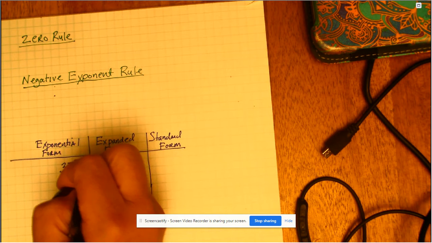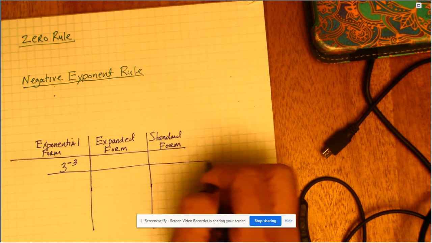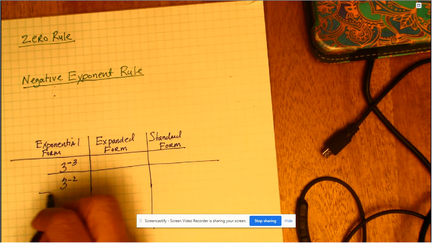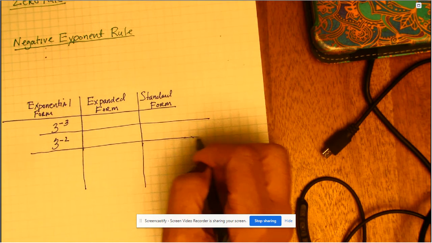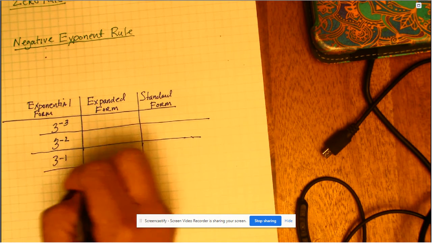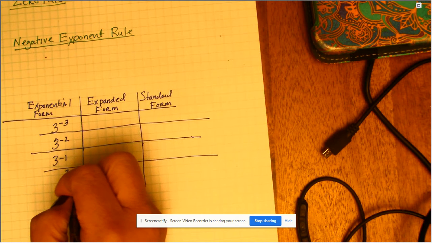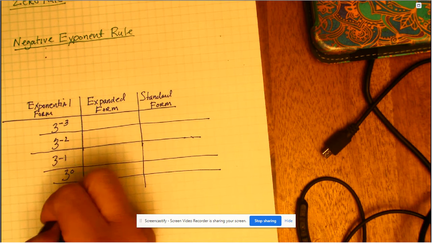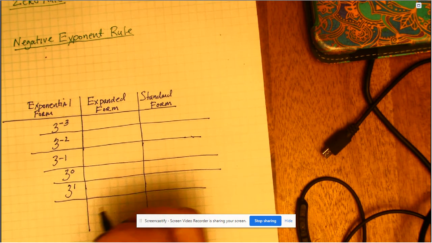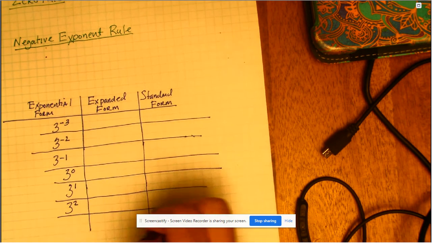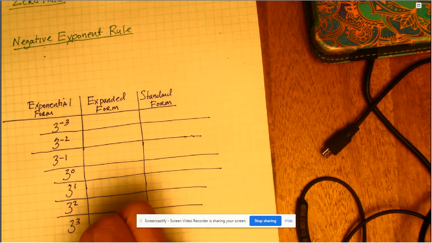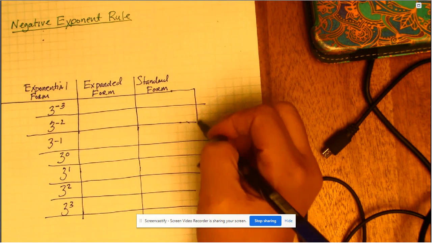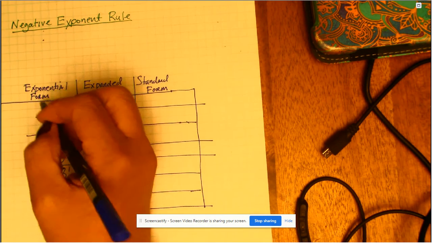And 3 to the negative third, 3 to the negative second, 3 to the negative first, 3 to the 0, 3 to the first, 3 to the second, and 3 to the third. And we can go on, but we're just going to stop there at 3 to the third.